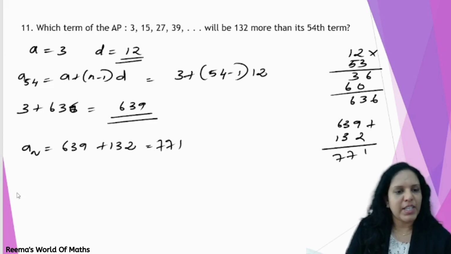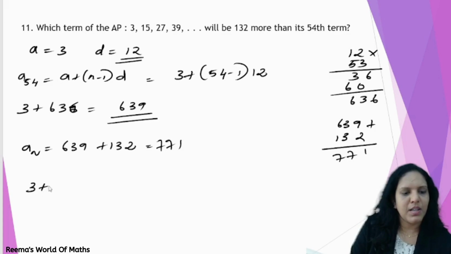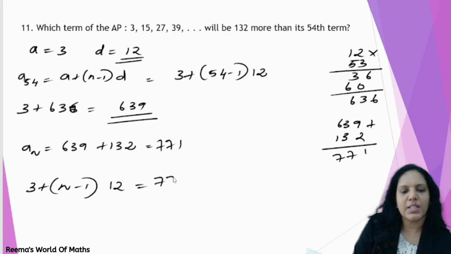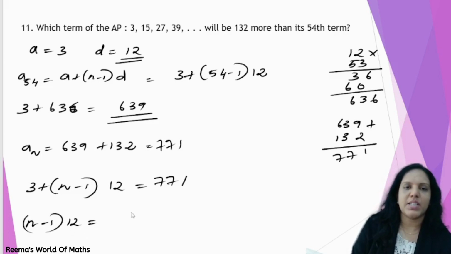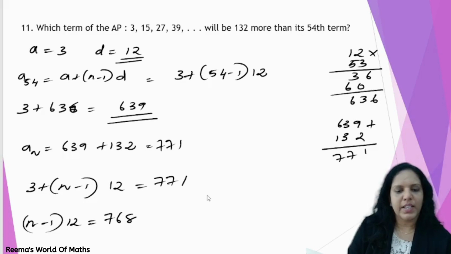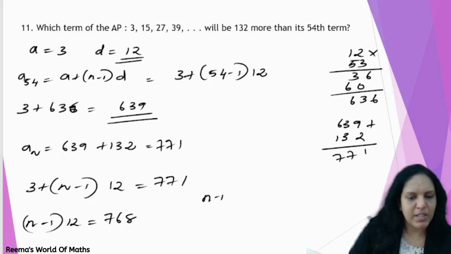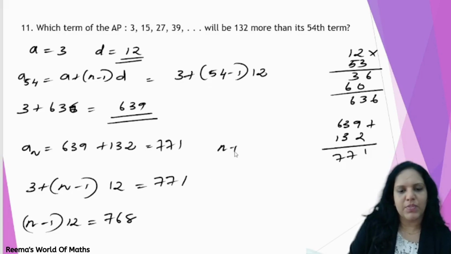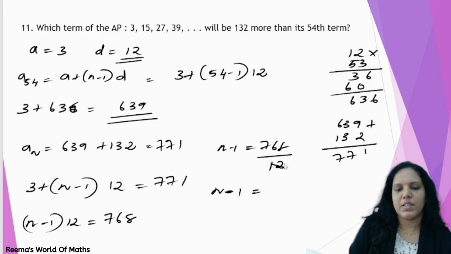So for any nth term we can again write as 3 plus, we don't know the value for n, minus 1 into 12 equals 771, right? So we can take 3 to the other side: n minus 1 into 12 equals 771 minus 3, so that is 768. So that is again n minus 1 equals 768 divided by 12.